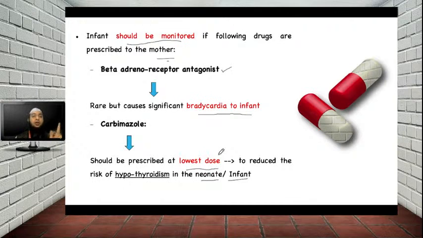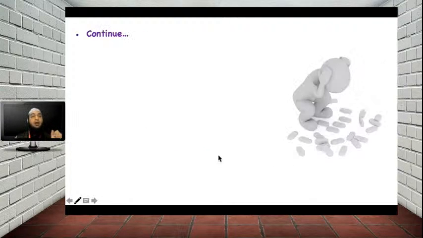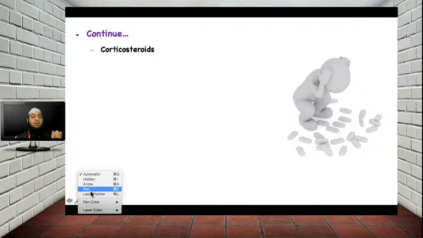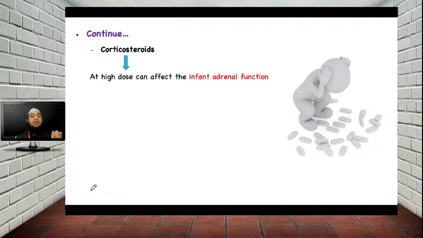So we have seen two drugs, beta adrenoceptor antagonist. Second one, it is carbimazole. The third drug is the corticosteroid. If corticosteroid is given to the mother, then in such case at high dose it can affect infant adrenal function. So since it affects infant adrenal function, you must see that a high dose of corticosteroid should not be given to the mother who is feeding milk to the child. So this is the example of the corticosteroid.